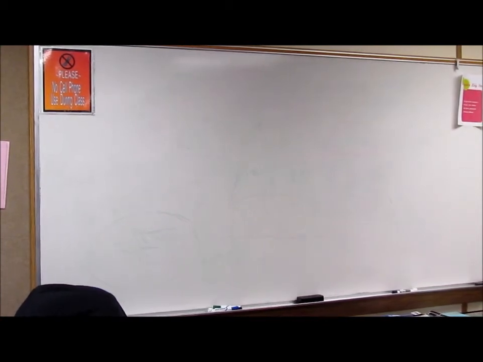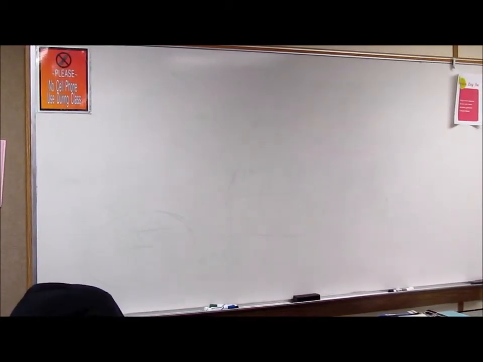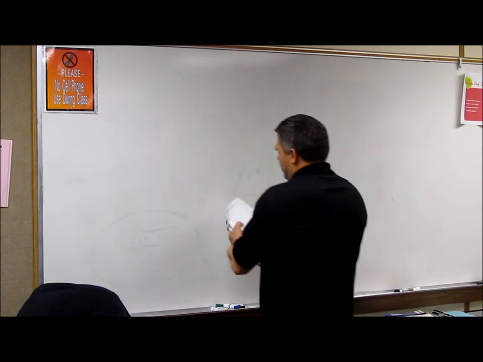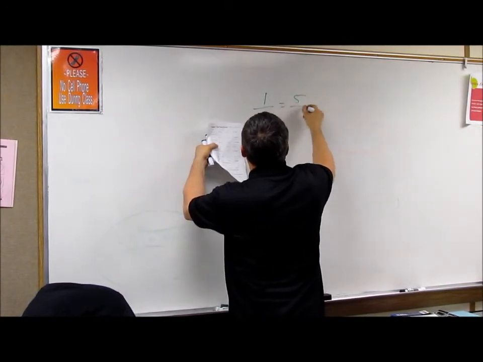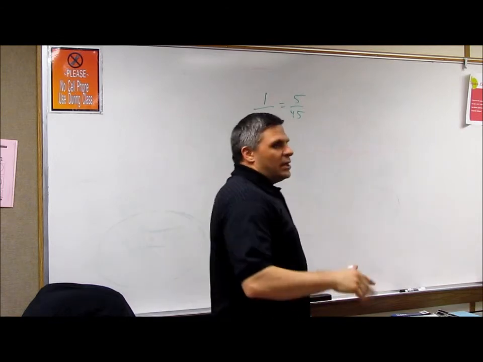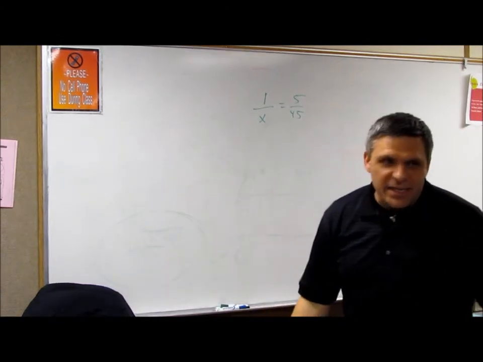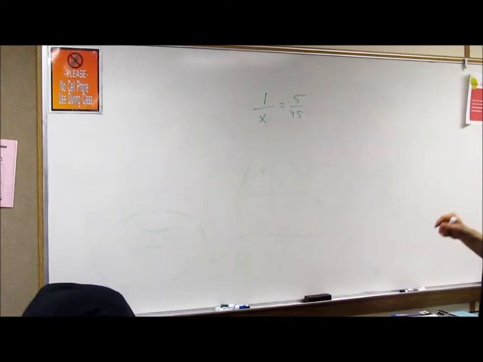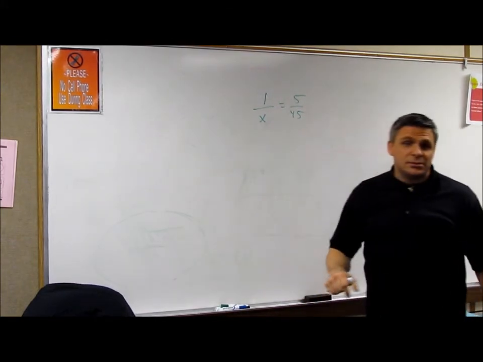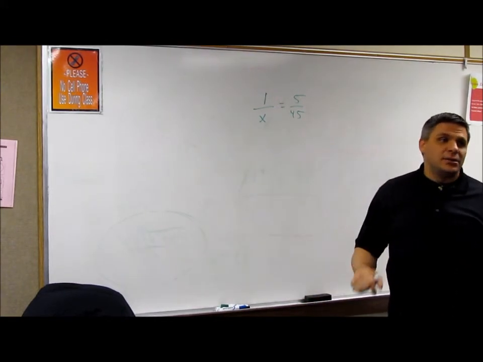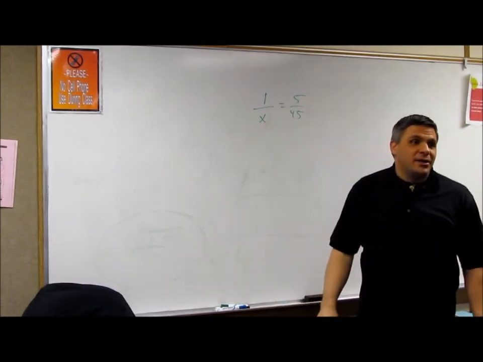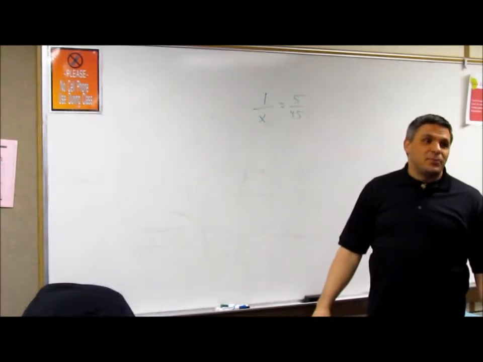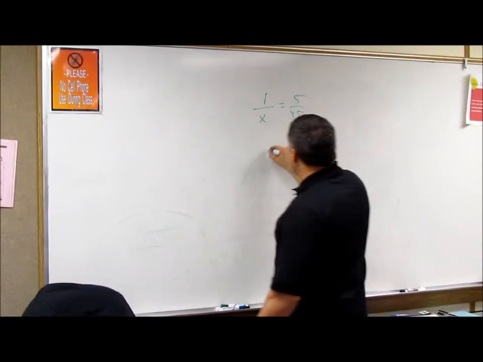2 minutes. Think I could do this in 2 minutes? Yeah, I can. Okay. So, 1 over x equals 5 over 45. Okay, 2 ways to do this. How many times does 5 or 1 go into 5? 5 times, right? Yes. So 5 times something is going to be 45. 5 times what is 45? 9. X is 9.